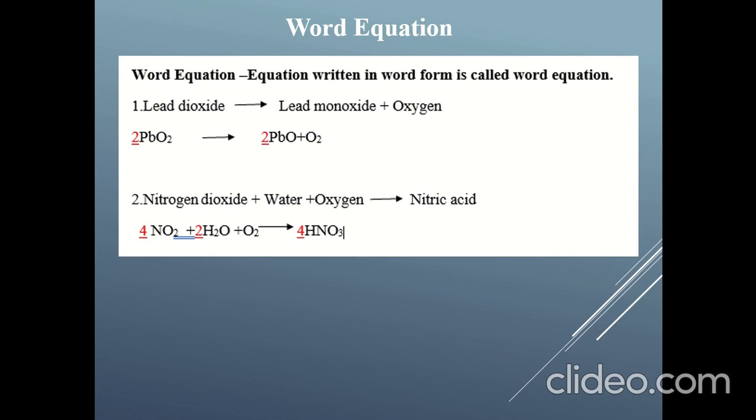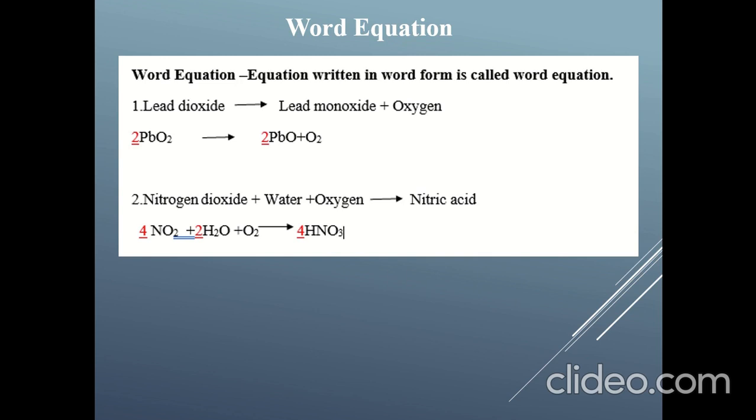It will be 2PbO2 gives 2PbO plus O2. So lead dioxide when heated gives lead monoxide and oxygen. Now nitrogen dioxide when treated with water and oxygen gives nitric acid. So what is the formula of nitric acid? HNO3, which is used in the laboratory.